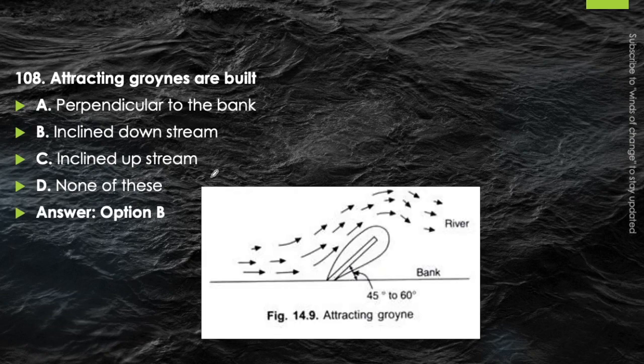The answer will be option B, that is, the attracting groins are built inclined downstream. If it is inclined in the downstream direction, this is the river flow and this is the downstream direction, it will be called attracting groins. If it is inclined at the upstream side, then it will be called repelling groins. Okay, this is attracting groins and this one will be repelling groins.